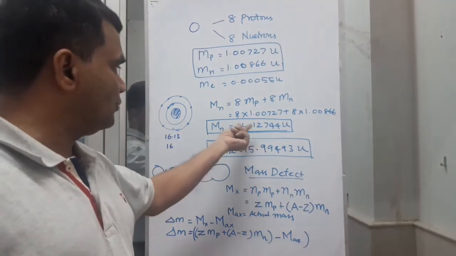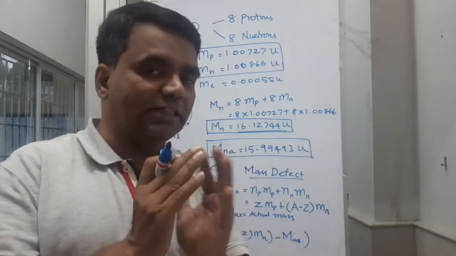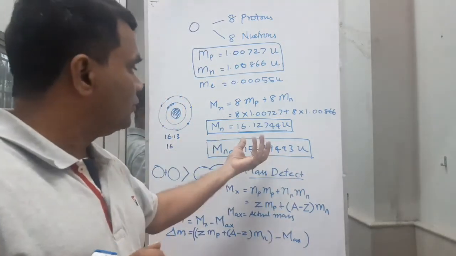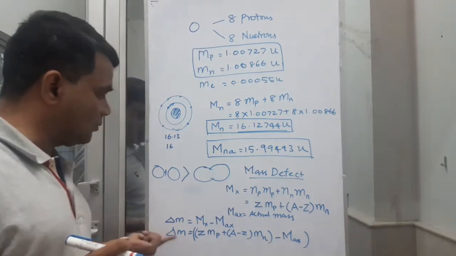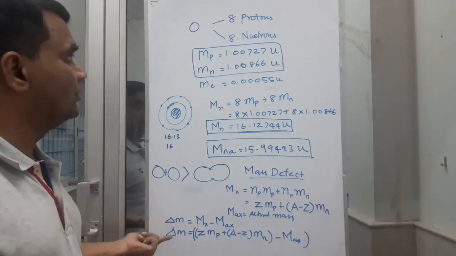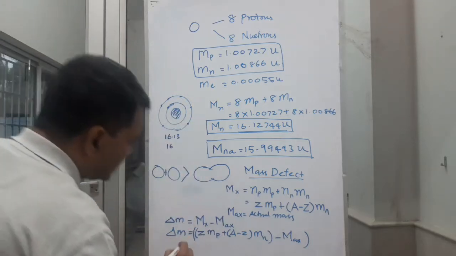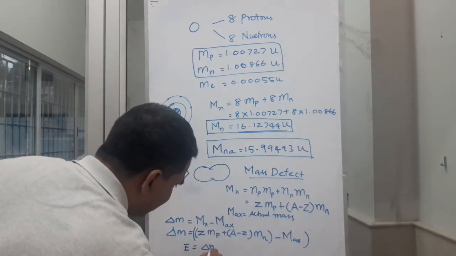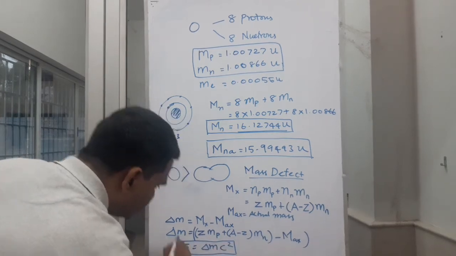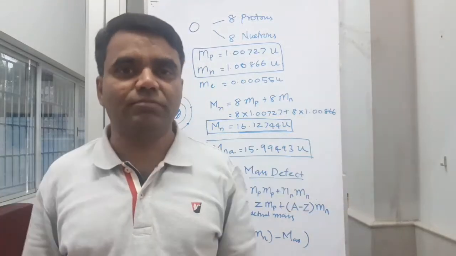So this is the mass you expect to have and this is the mass you actually have, which means that when this nucleus was formed, this amount of mass was converted into energy. So the energy released when the nucleus was formed was equal to delta M c squared.